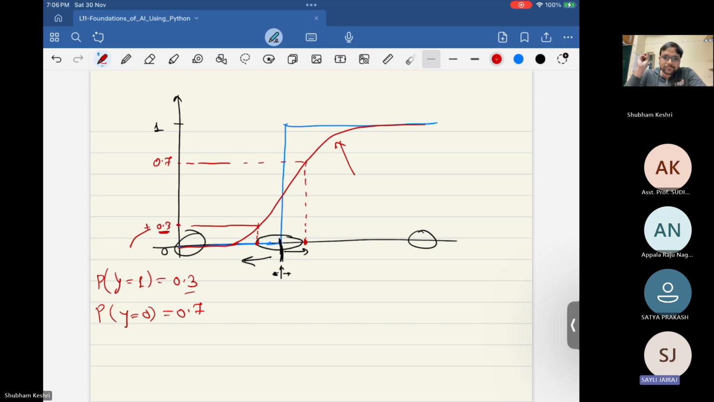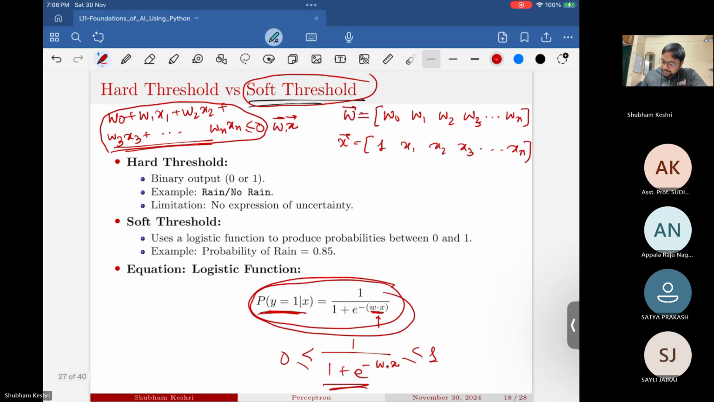Come back to that equation again. Is equal to 1 upon 1 plus e raised to minus. Okay. Can I ask why, for the soft threshold, particularly the exponential function of the order 1 is chosen?